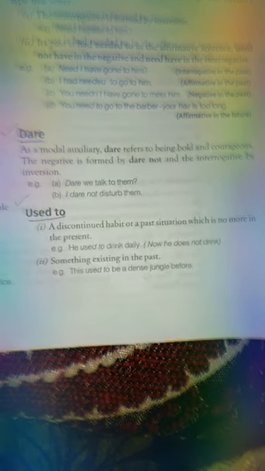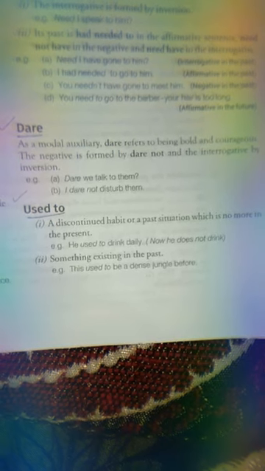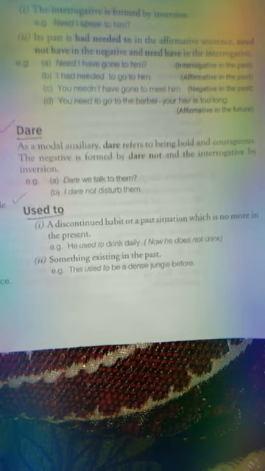Dare means courage, to show courage. How dare you talk to me in such a way? Dare not touch, isn't it? So you must have heard certain sentences. Dare we talk to them? I dare not disturb them. As a modal auxiliary verb, dare refers to being bold and courageous. The negative is formed by dare not, and the interrogative by inversion as well.